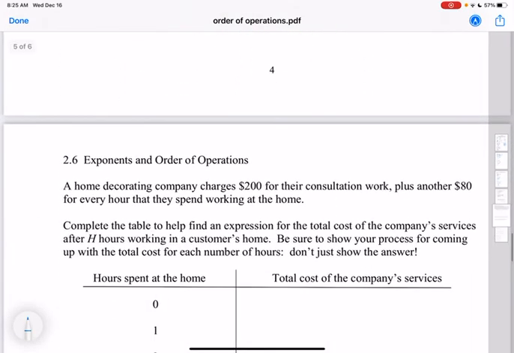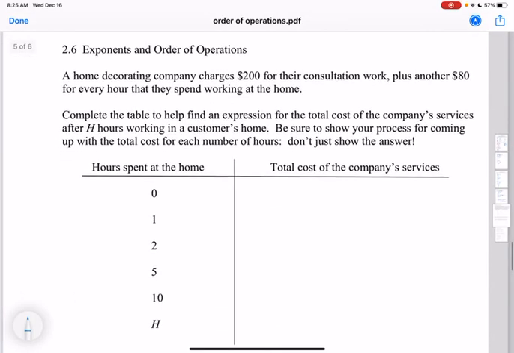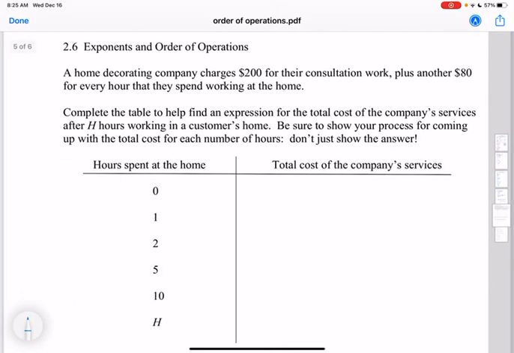All right, go ahead and turn the page. Now this stuff is going to be some new looking stuff to you. So we have a home decorating company that charges $200 for the consultation work, plus another $80 for every hour that they spend working at the home. So like they want to come out to your house, automatically $200 plus $80 for each hour.